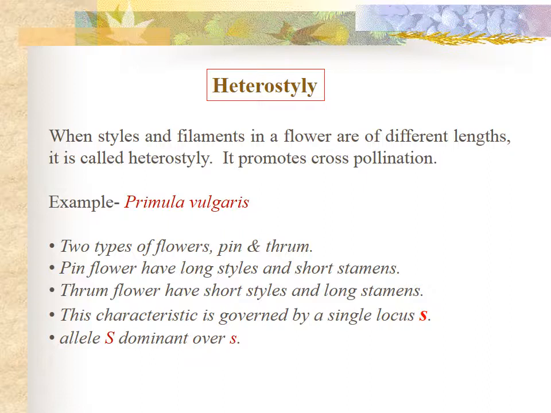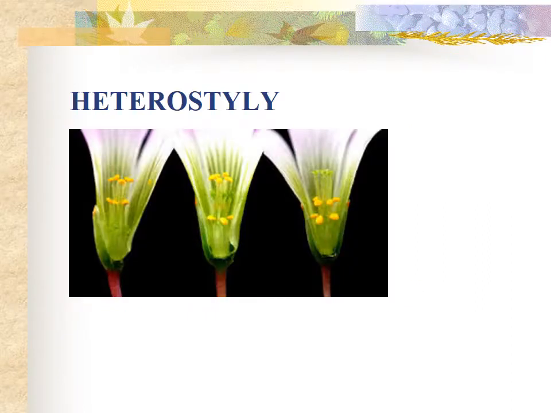There are two types of flowers in Primula, pin and thrum. Pin flowers have a long style and short stamens. Thrum flowers have a short style and long stamens. This characteristic is governed by a single locus S. Allele capital S is dominant over small s. But the characteristic of heterostyly, or pin and thrum kind of flowering, is governed by the recessive locus s. This is heterostyly. In the first picture, there are small anthers and a long stigma or style, and the gynoecium portion is long.